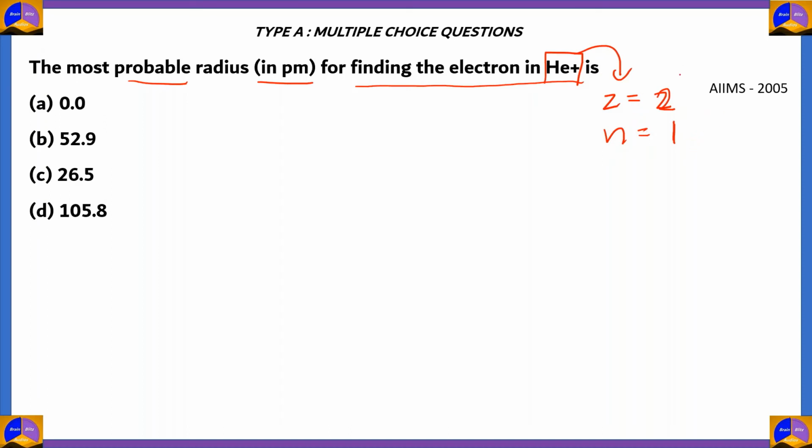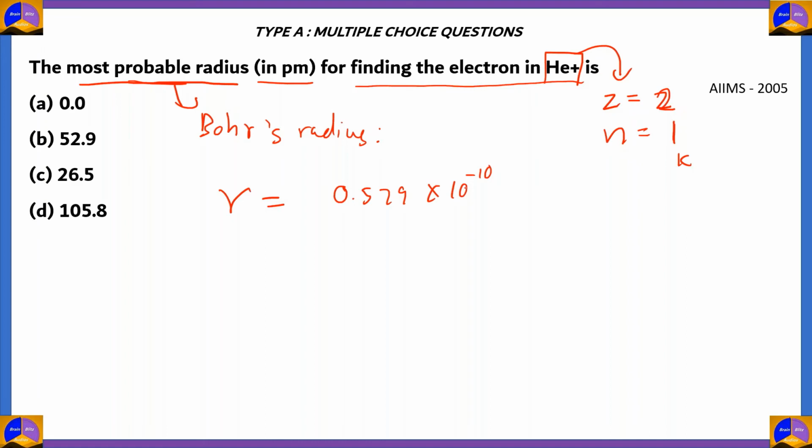Even if helium had 2 electrons, it would still be in the first shell, because the first shell, the K shell, can hold a maximum of 2 electrons. So the energy level here is 1. We need to find the most probable radius for finding an electron. This is known as the Bohr radius, and it is given by the formula r equal to 0.529 into 10 raised to minus 10 into n squared divided by Z meters.